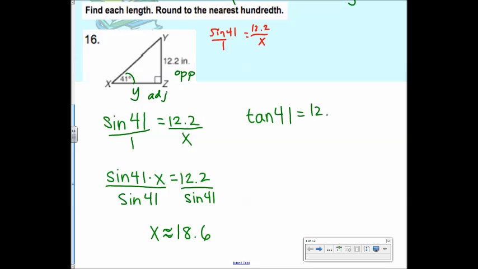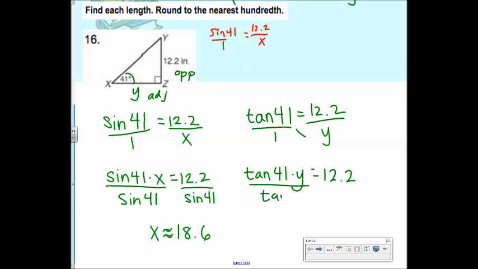All right, so again, we write that over 1, and we do the exact same thing. So you cross multiply to get tan 41 times y equals 12.2, and we finish it by dividing by tan 41, which if you do that on your calculator, you end up with 14.03.